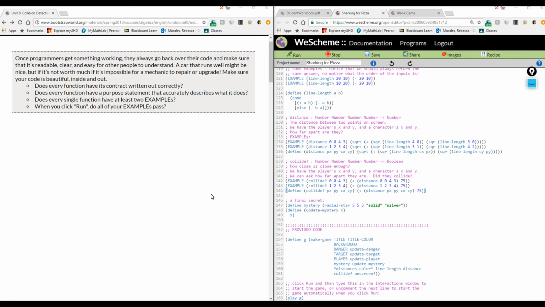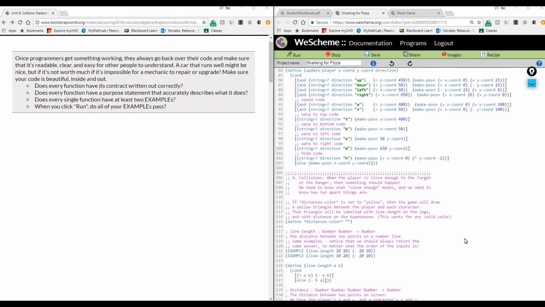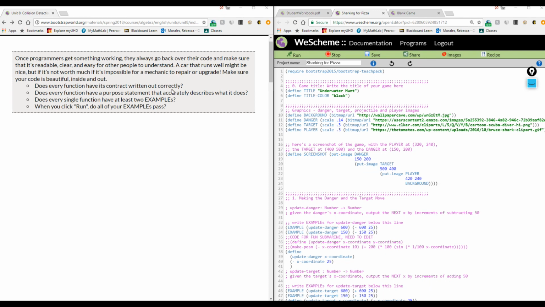There is definitely something else you need to see. They've got some questions for you to make sure that your code looks good, to check through everything. Do you have a function contract for every function? Does every function have a purpose statement? Does every function have at least 2 examples? And when you click run, do all of your examples pass? You guys have seen a few of my examples actually give me an error message, and that needs to be something that does not happen when you work through it. So this is something that you should do to check through your game, and that is something I will definitely be looking for whenever I grade it.